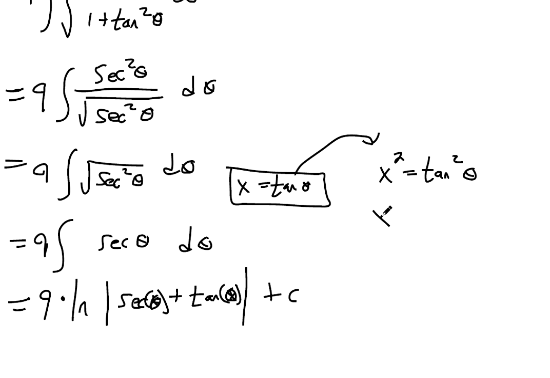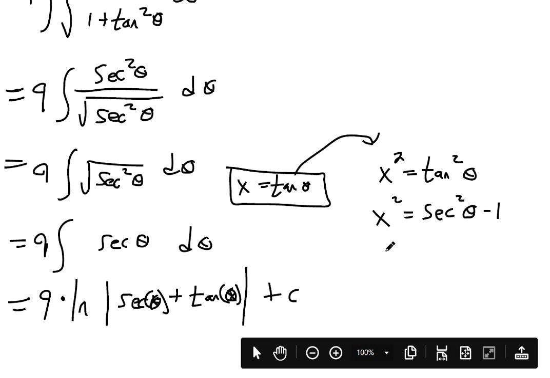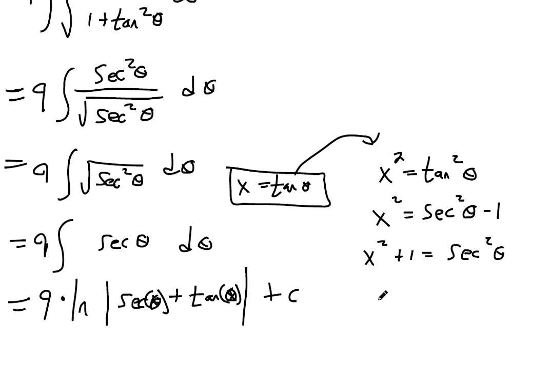x squared equals tangent squared theta. All I've done is taken my substitution and squared both sides. Now I can rewrite this. 1 plus tangent squared, so this would be secant squared theta minus 1 using our Pythagorean identities. Or if you want to continue getting secant by itself, because that's our goal, we want to have something to substitute in terms of x: secant squared theta equals x squared plus 1.